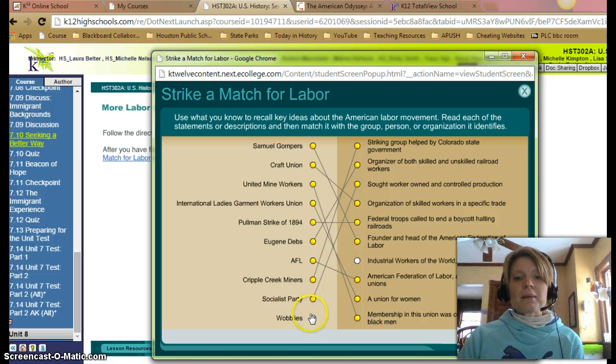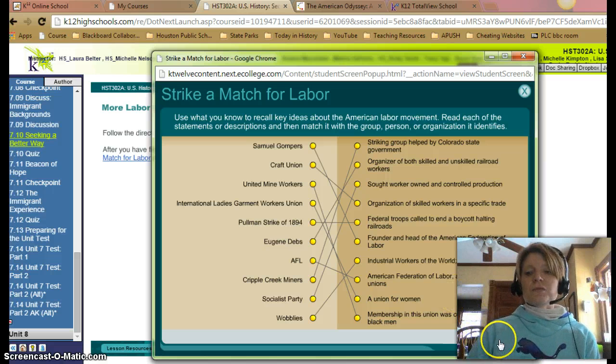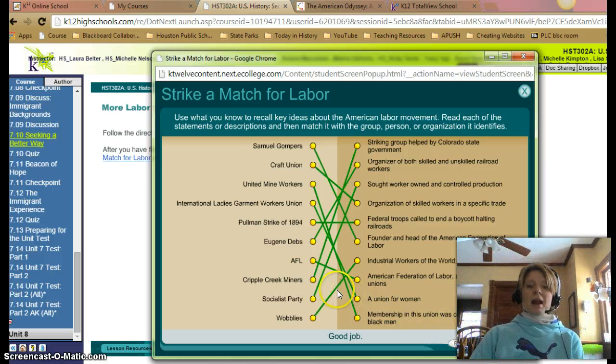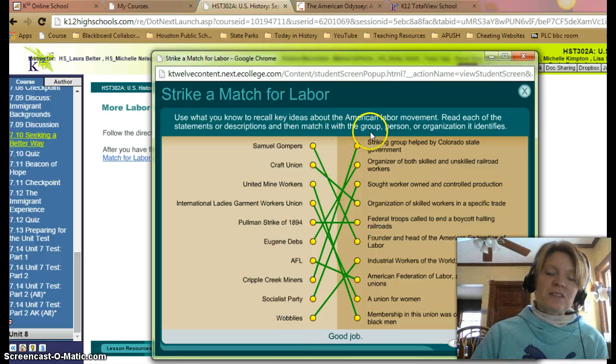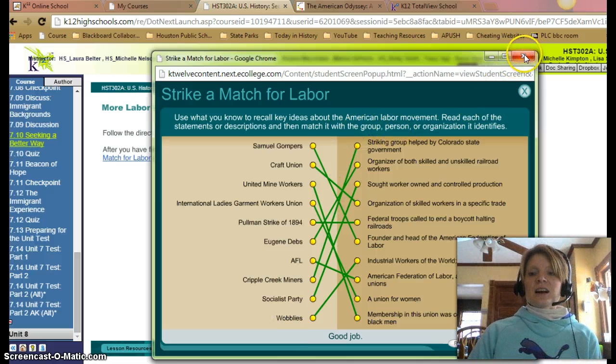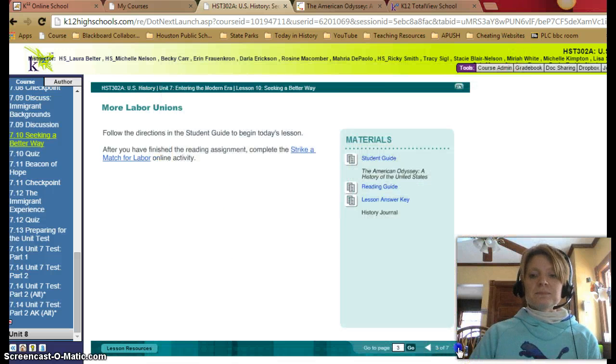And then lastly, the Wobblies. That is indeed the Industrial Workers of the World, one union for all workers. Let's see if we're right. Yes, hooray, we got it all right, and that conglomeration of lines connecting each side. All right, and that was all that was. There was no other steps to that online activity.